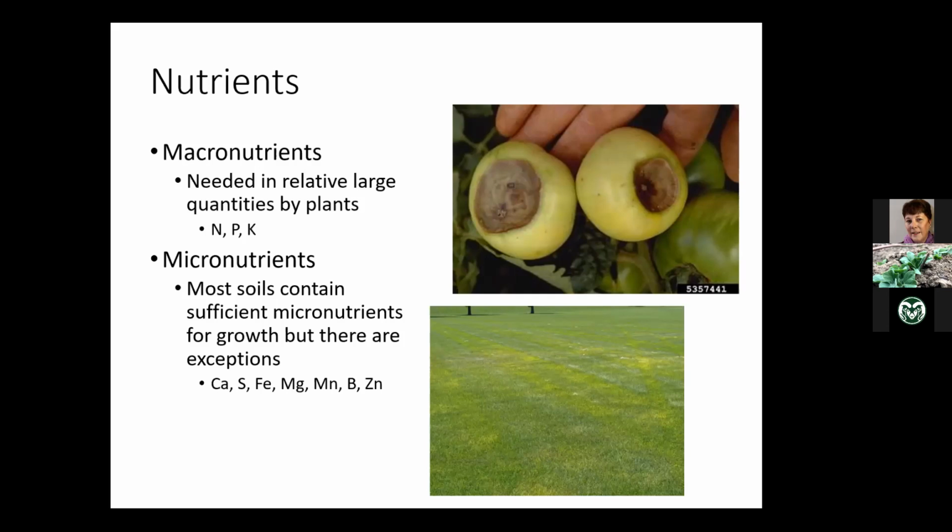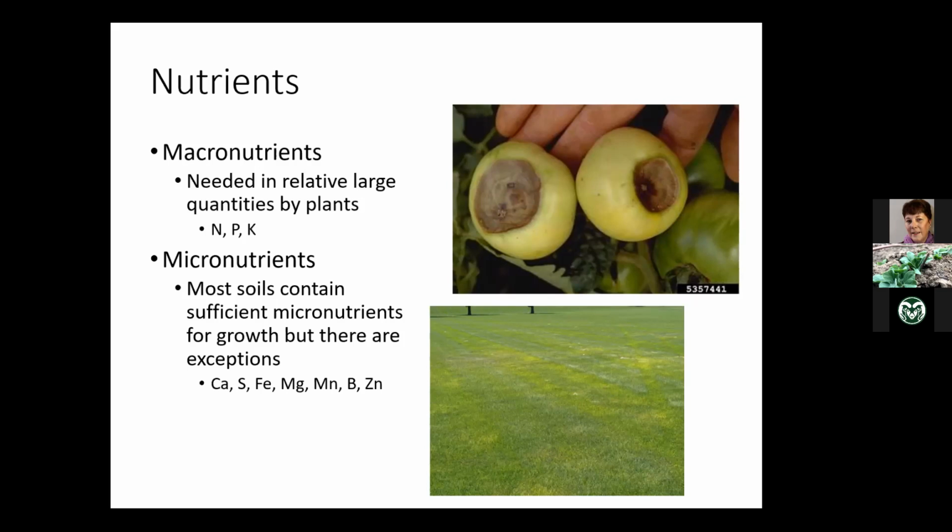The micronutrients, these are things like calcium, sulfur, iron, magnesium, manganese, boron, and zinc. Our soils contain sufficient micronutrients most of the time. There are some exceptions, although even when they contain it, it may not be available to our plants. And so we're going to talk a little bit about that, especially in terms of iron.